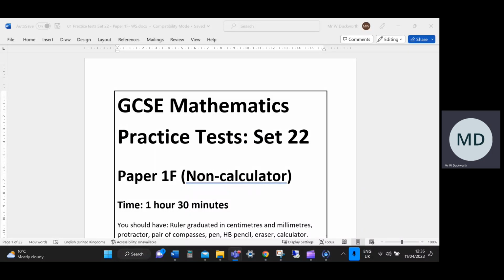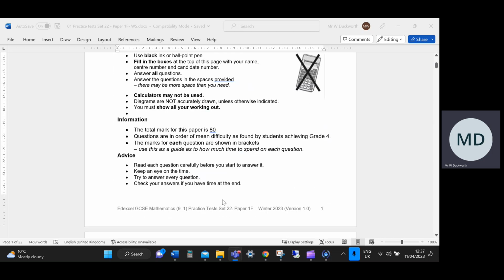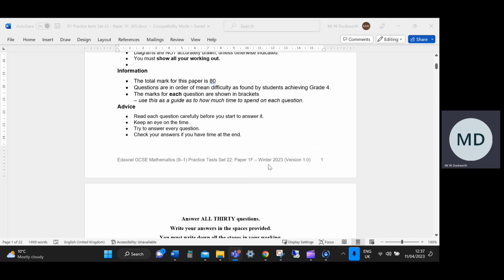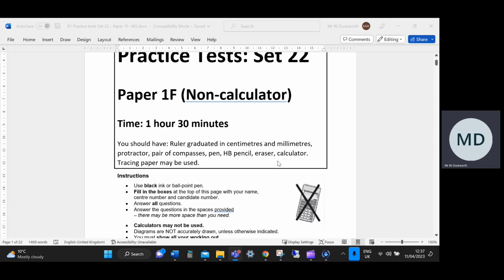Today we're looking at the GCSE Mathematics Practice Set 22, paper 1S. This is the most recent practice paper from Edexcel, written in winter 23. So we're now just after that. I've just done the higher paper, which actually says spring 23, so the winter 23 caught me off slightly.